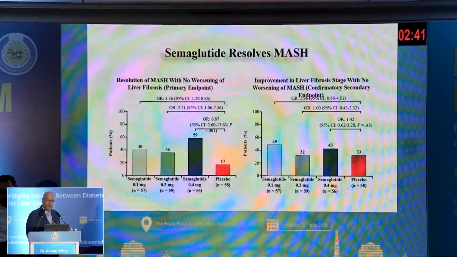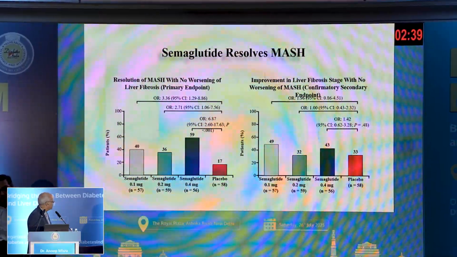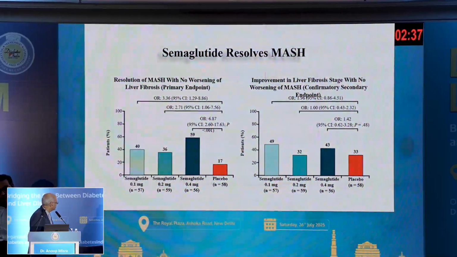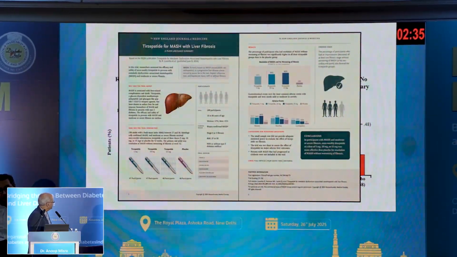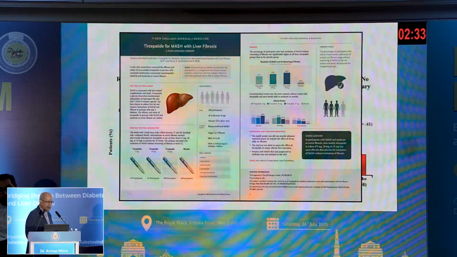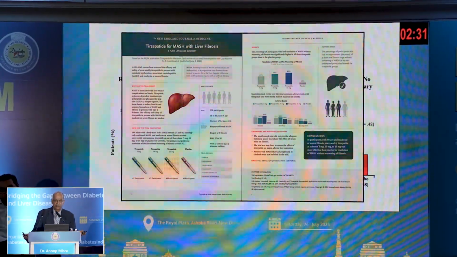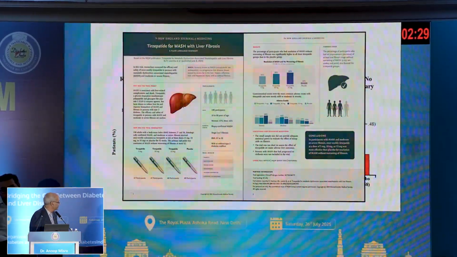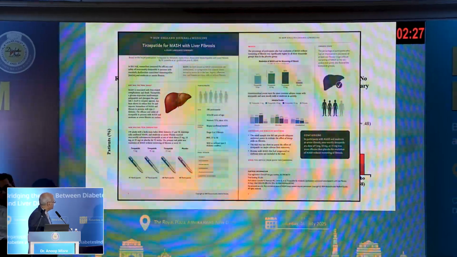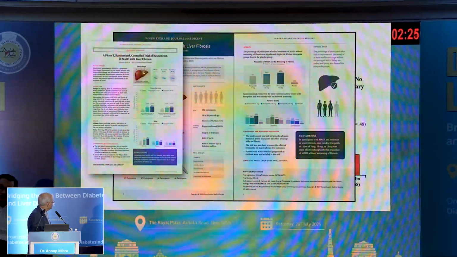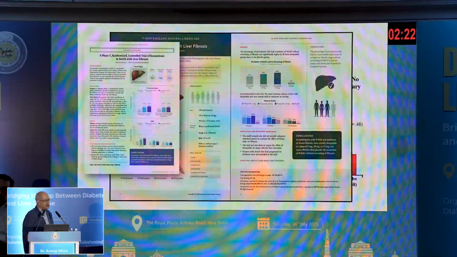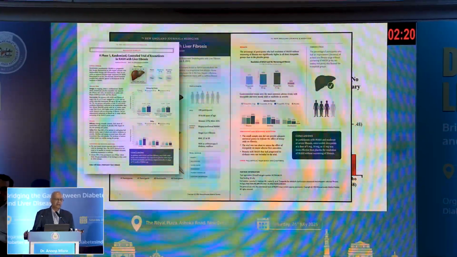Now, there are a number of drugs which you have heard, and many of them are acting beautifully on the liver. Semaglutide is acting, I'm not going into details because somebody has already covered that. Tirzepatide, and these are top-level publications in the New England Journal of Medicine. Tirzepatide and MASH with liver fibrosis, then resmetirom, excellent drug.